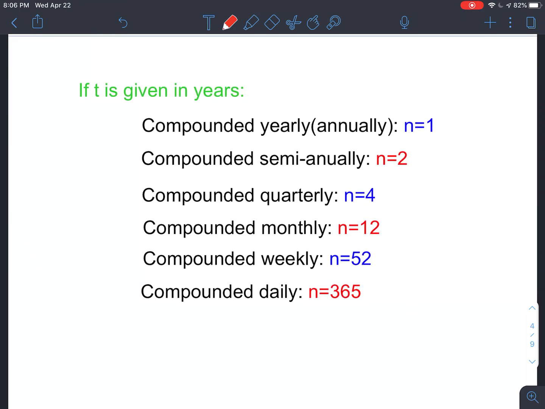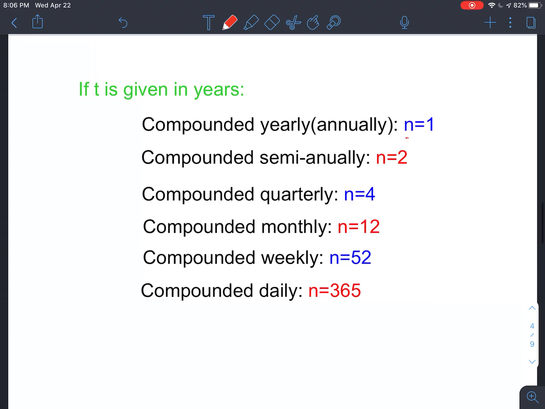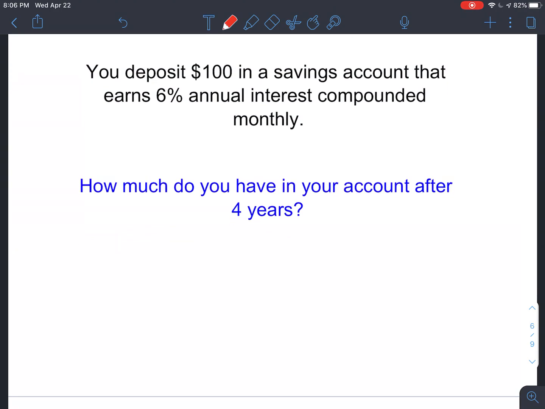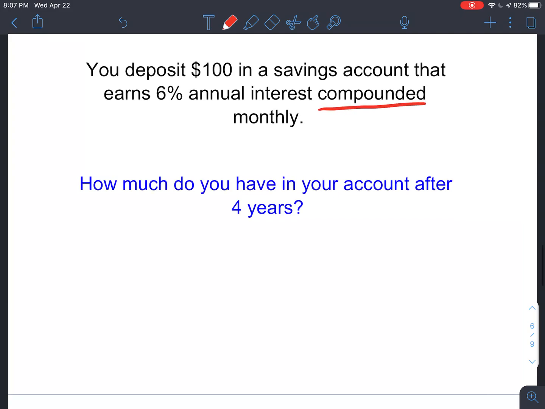So when we look at this formula, the compound interest formula, we're going to be substituting those values in for n in my equation. All right, so going back to that question: you deposit $100 in a savings account that earns 6% annual interest compounded monthly. How much do you have in your account after 4 years? Well, the compounded monthly is the key that we are using this equation.